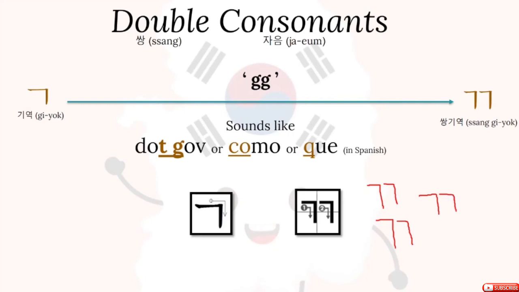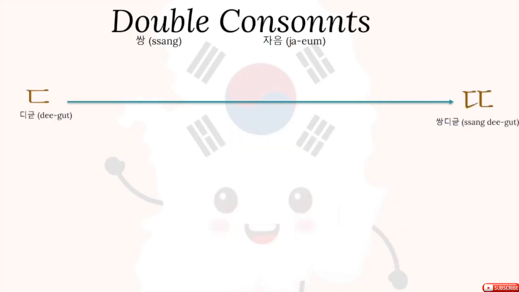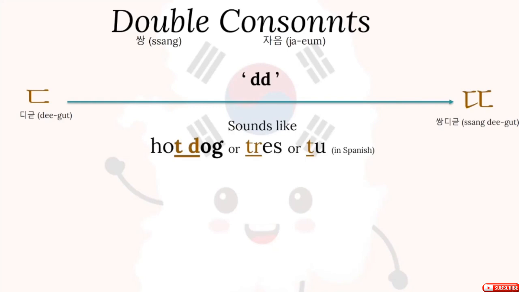Okay, moving on to our next double consonant, the 디귿. Remember how this had the d sound? Now since we're adding a little more extra stress into d, it sounds d, d. It sounds like hot dog, dog. Or Spanish again, you know the numbers in Spanish, uno, dos, tres, that t. And tú, yes, tú.